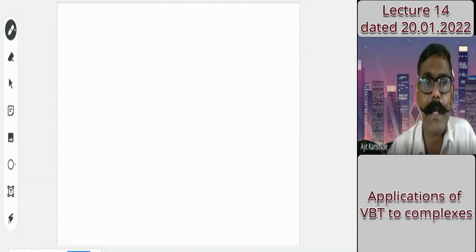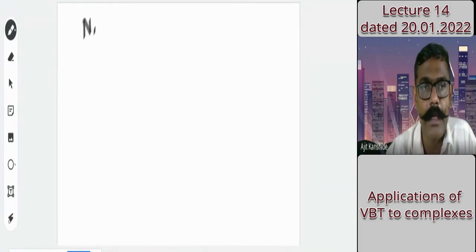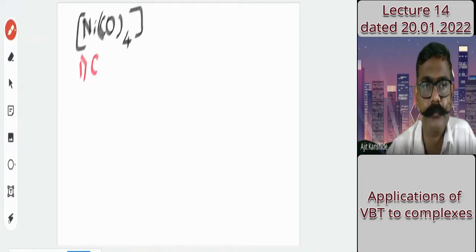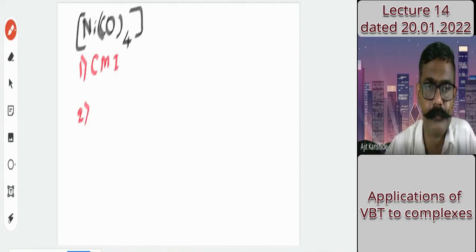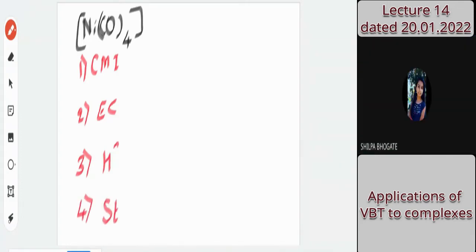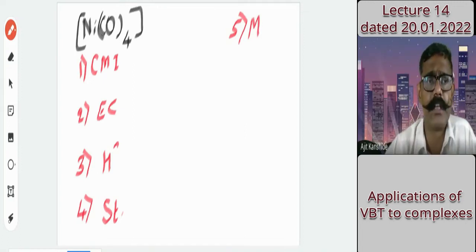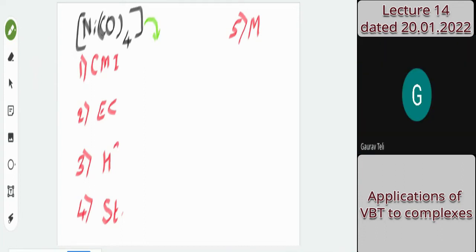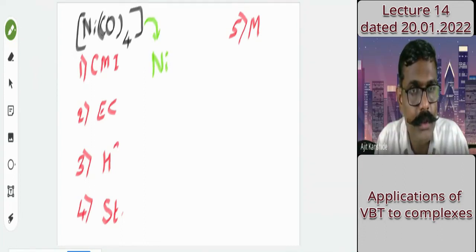Again, I give you one example. Let us answer that. Ni(CO)4. It is a complex. I need your help. First point, central metal ion. Second point, electronic configuration. Third point, hybridization. Fourth point, structure. Fifth point, magnetism. Yes. Answer here. In this complex, the central metal ion is nickel. Charge on that? Could you answer? Zero.